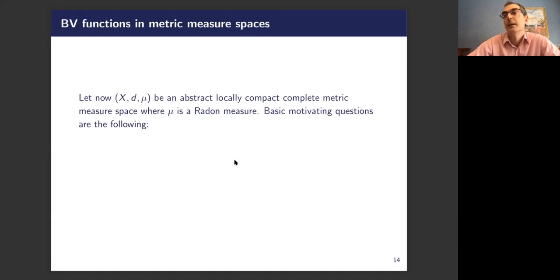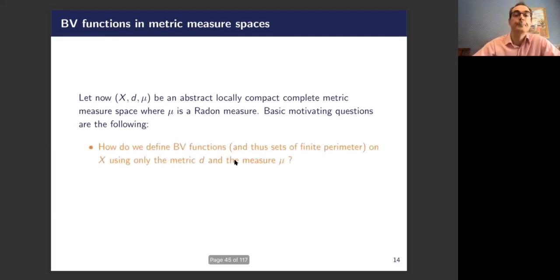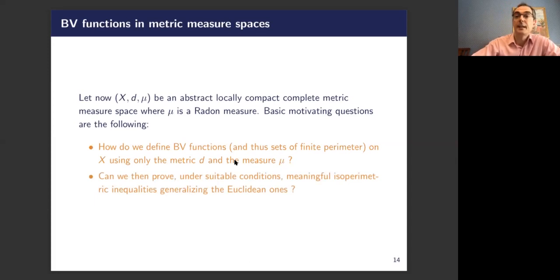Okay, so this is a basic motivating geometric question. Can we understand the perimeter of a set? Can we define it in a meaningful way using only volume and distance? So equivalently, can we define BV functions, that is, bounded variation functions, in this abstract setting? Then, of course, we would like our definitions of BV functions and sets of finite perimeter to generalize in a nice and elegant way what we know in the Euclidean space. So in particular, can we prove a meaningful isoperimetric inequality in spaces which are possibly very rough?